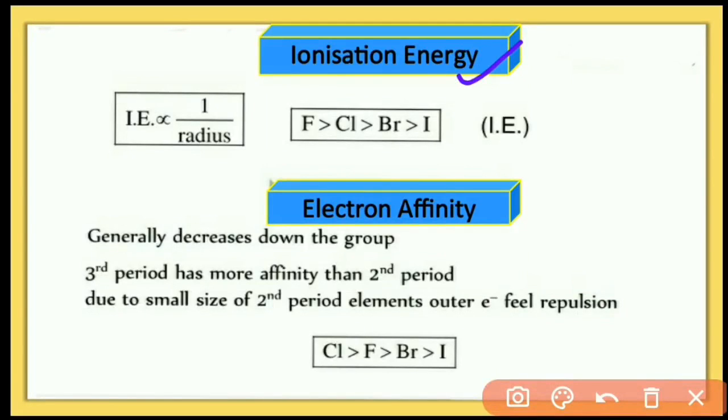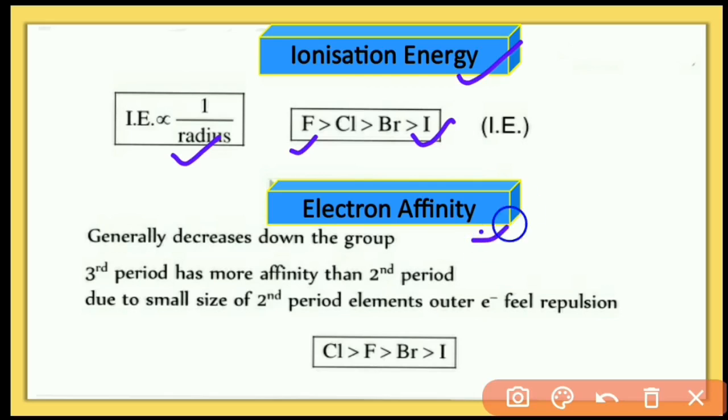Ionization energy. Ionization energy is inversely proportional to radius. It means when the radius is smaller, ionization energy is greater, and when the radius is larger, ionization energy is less. So this is the order of ionization energy in group 17 elements. Fluorine has the highest ionization enthalpy due to its smaller size, and iodine has lower ionization energy due to its larger atomic size. So we can easily lose an electron from its valence shell.